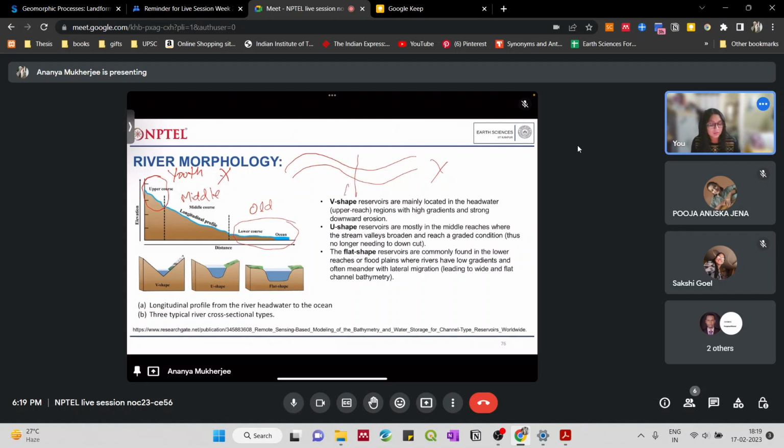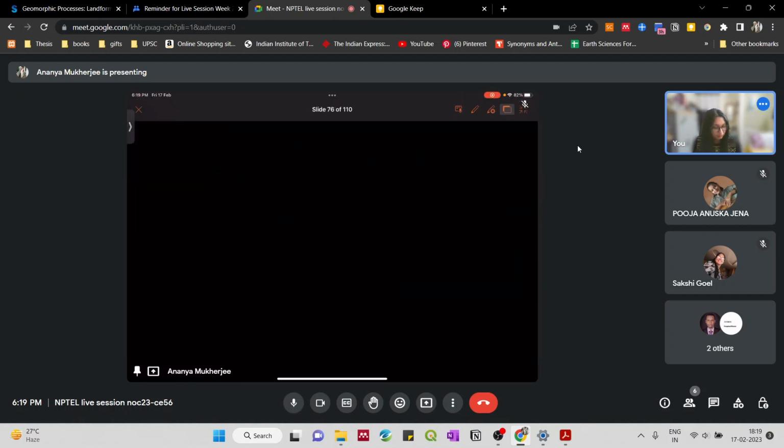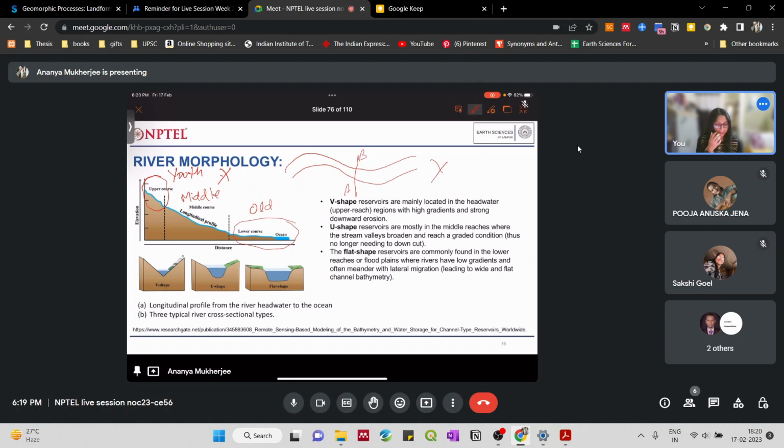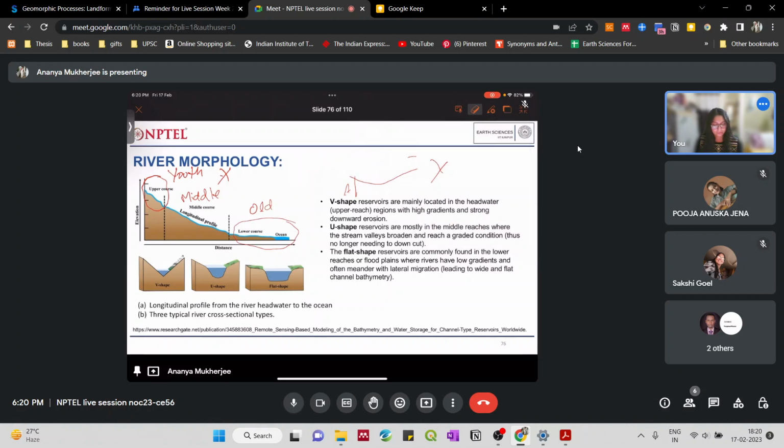Okay, so A and B. So the AB would be a cross sectional view of the river channel. Okay, so you have V shape, U shape, flat shape.